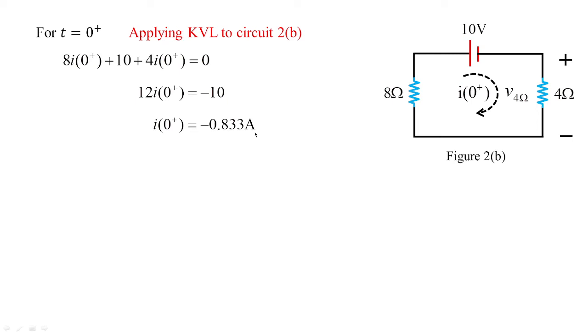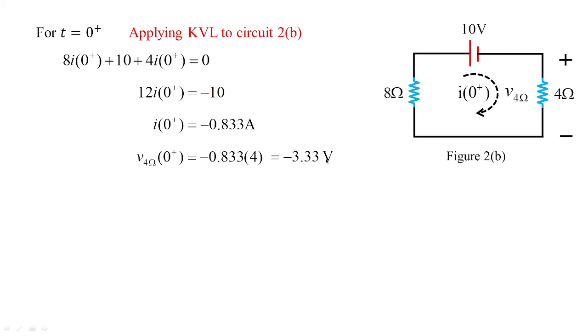0.833 amperes. And once I got the value of current through 4 ohms, I can get the value of voltage across 4 ohms by multiplying resistance with current. So minus 0.833 multiplied by 4, I get the value as minus 3.33 volts.